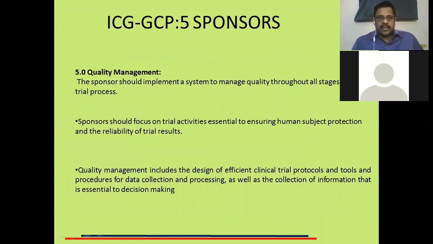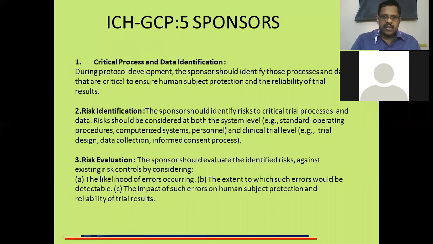Section-wise, if you look at the responsibilities of the sponsor, section 5.0 is about quality management. That is the overall responsibility of the sponsor. Under it, subsection 1 is critical process and data identification. During protocol development, the sponsor should identify those processes and data that are critical to ensure human subject protection and the reliability of trial results.